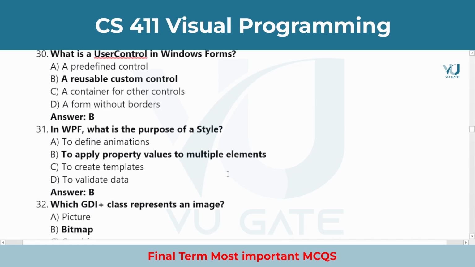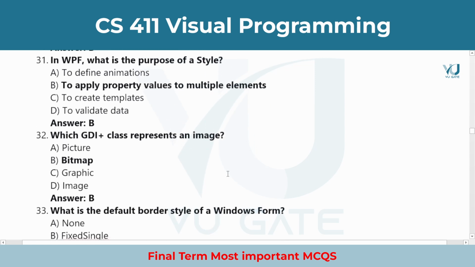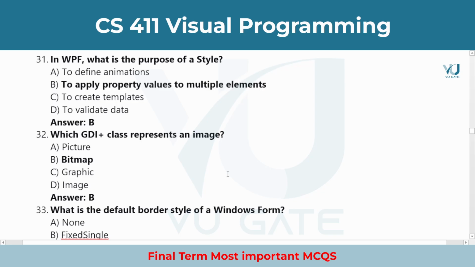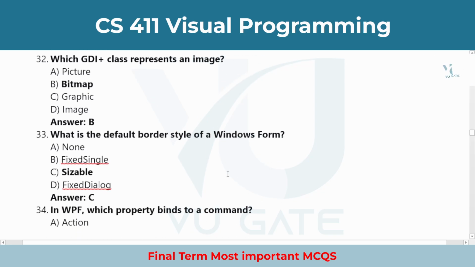Question 31. In WPF, what is the purpose of a style? The correct answer is option B, to apply property values to multiple elements. Question 32. Which GDI+ class represents an image? The correct answer is option B, Bitmap.